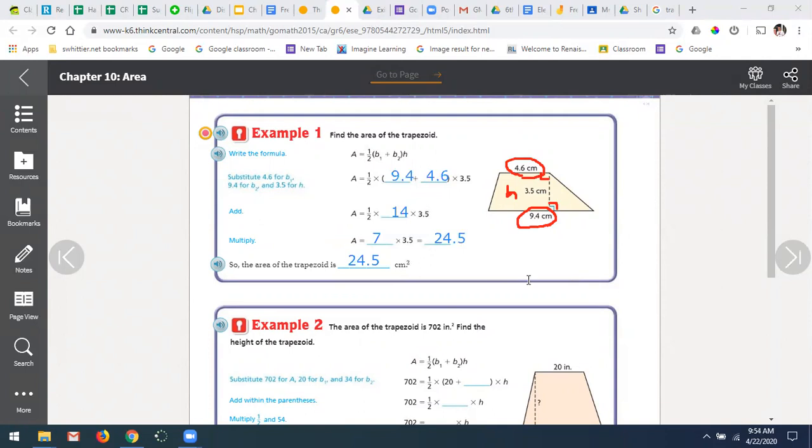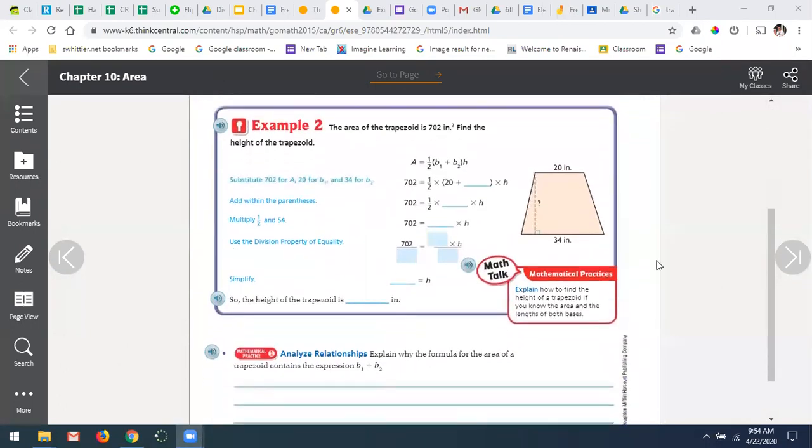Make sure you have all the answers there. Let me erase these, and I will move it down so we can go on to example 2. Now we've done problems similar to this in the other lessons for the parallelogram and also for the area of the triangle. They give us the area of the trapezoid. We have to find the missing part. In this problem, it's the height. We don't know what the height is, but they do give us the two bases.